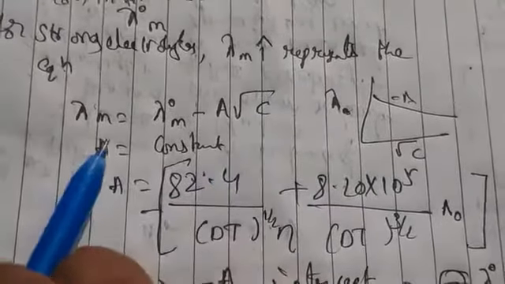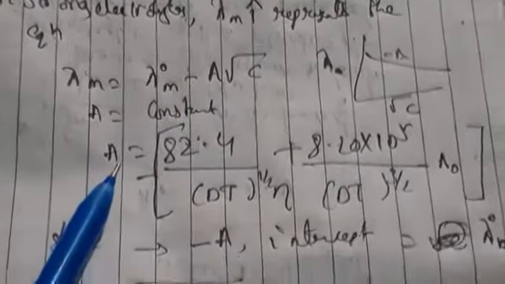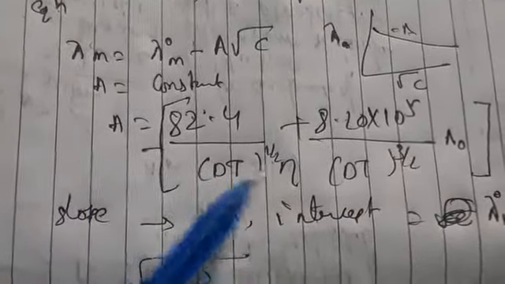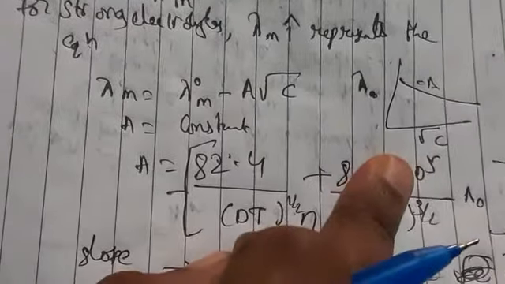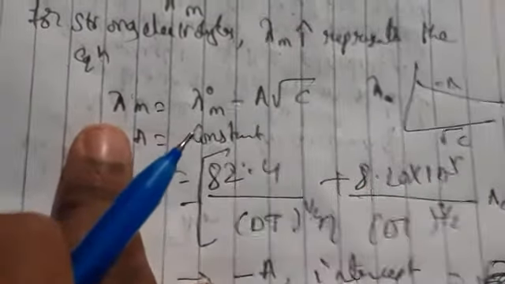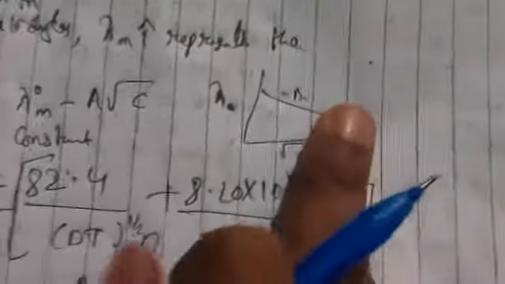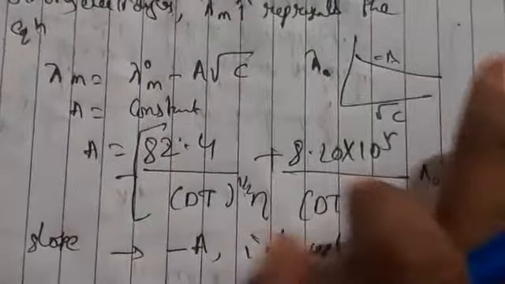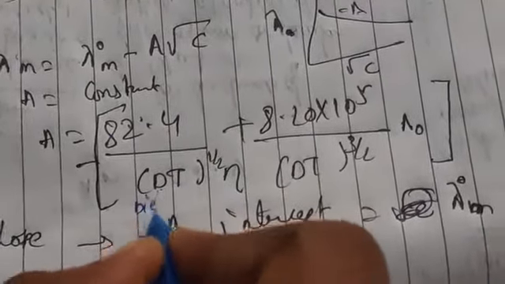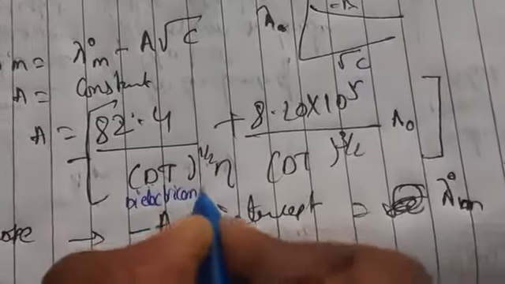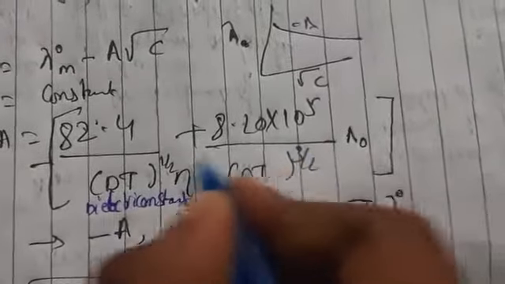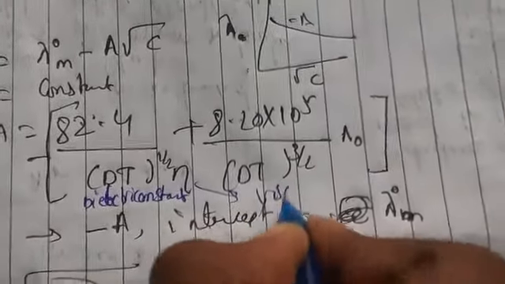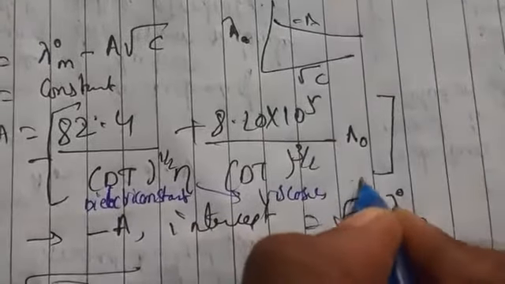Why? Because it is giving the slope minus A, where A is a constant and C is concentration. Lambda naught m is nothing but the molar conductance at zero concentration, or infinite dilution, where lambda m indicates the molar conductance. So at temperature T, and D is the dielectric constant, and eta is the viscosity of water.